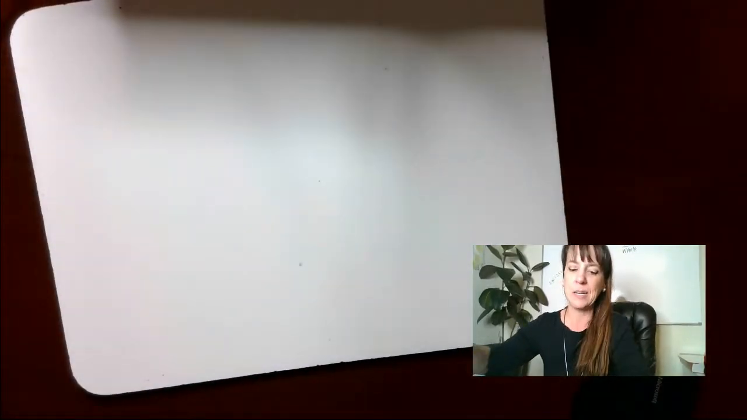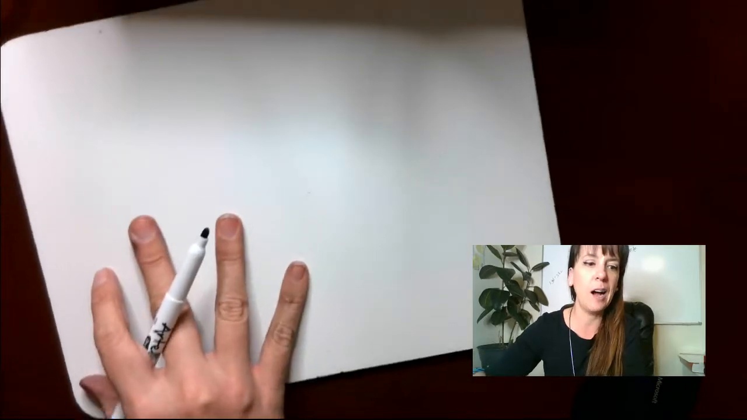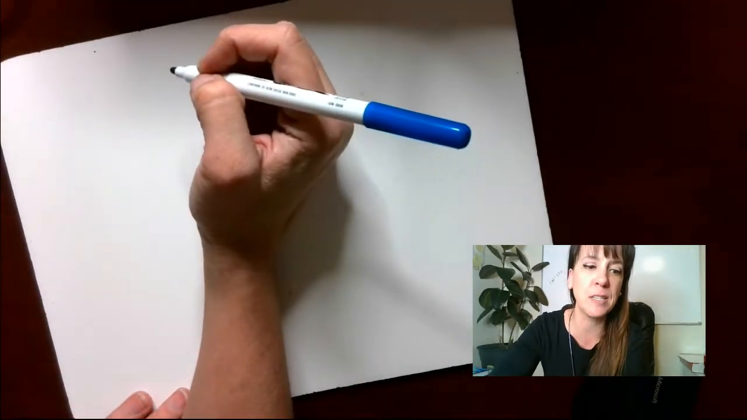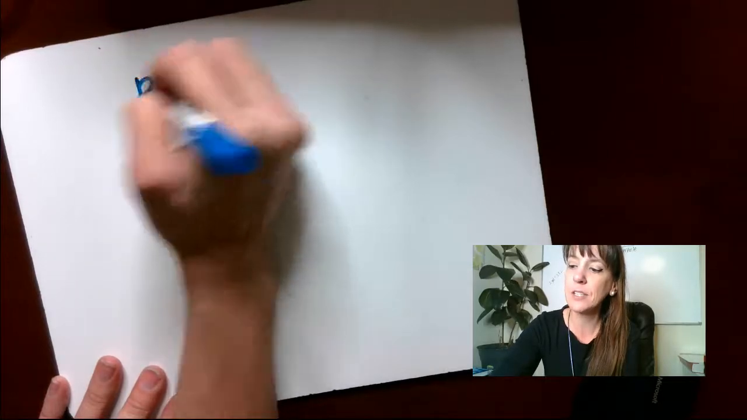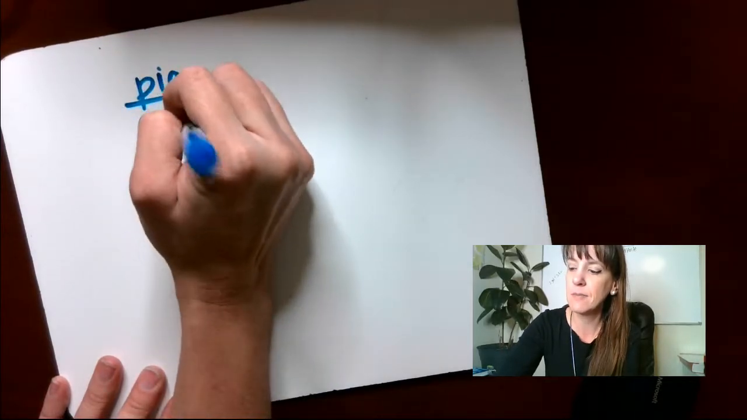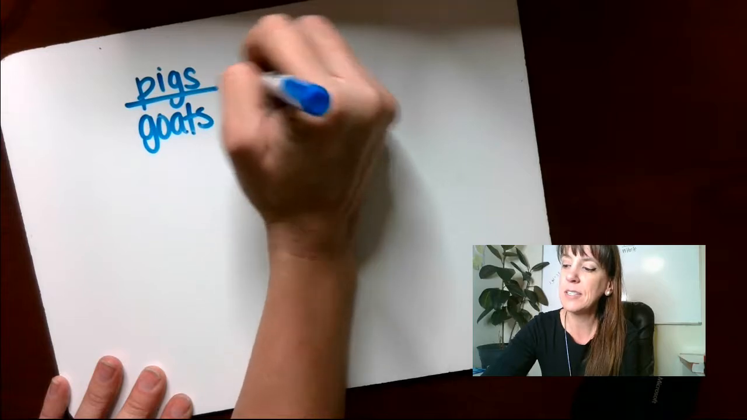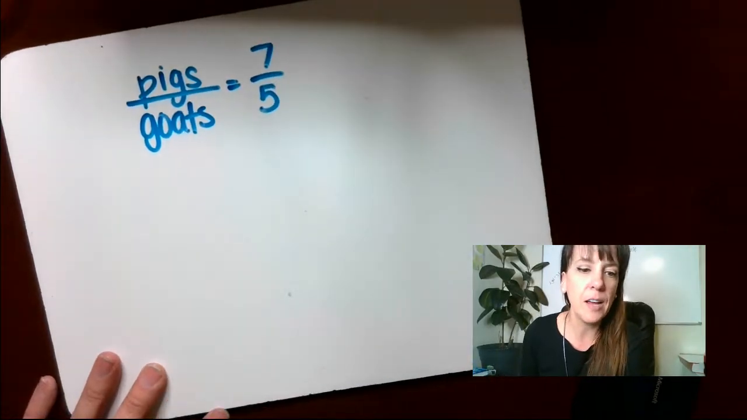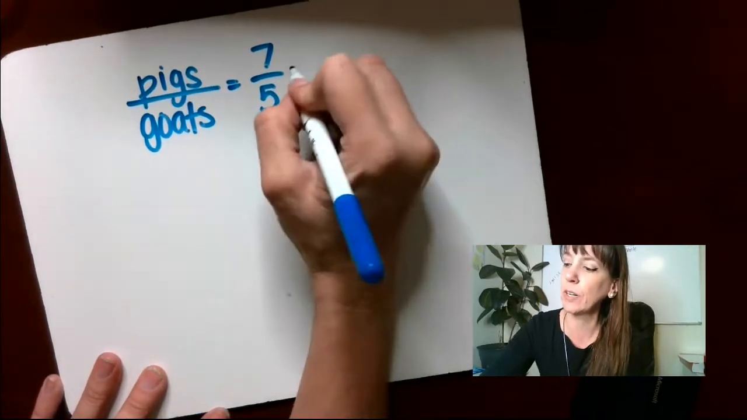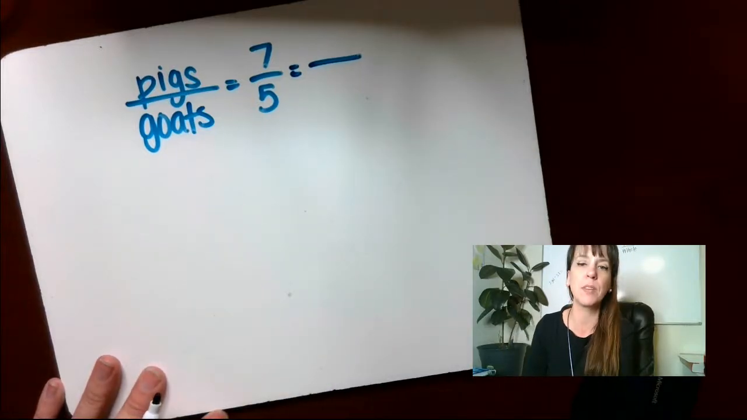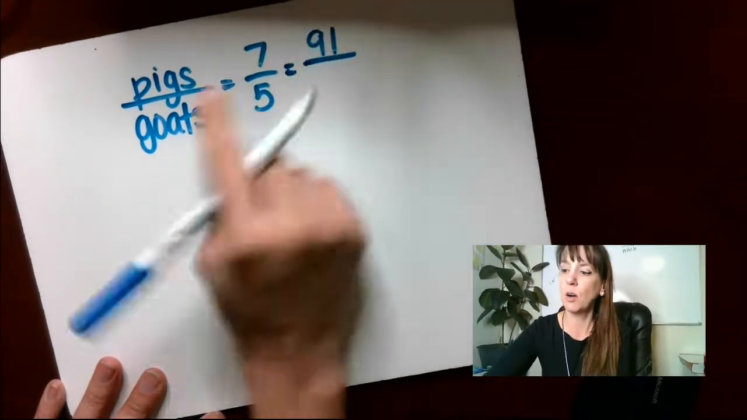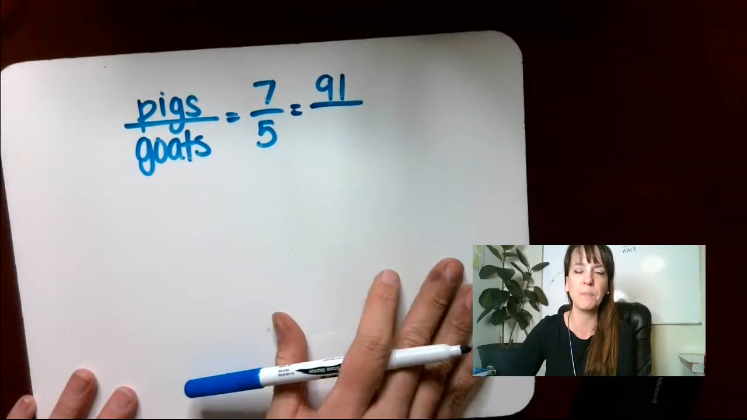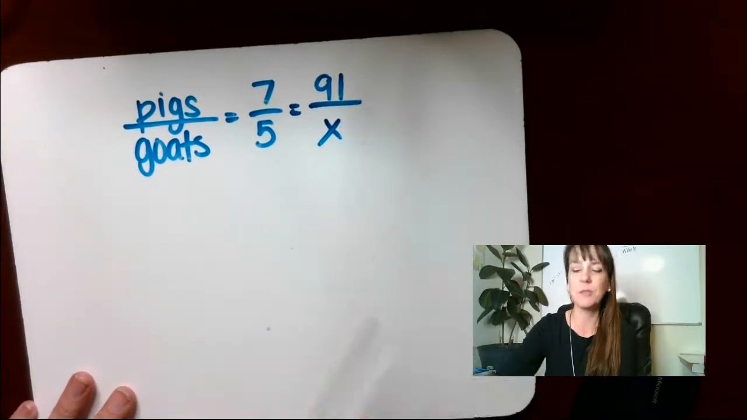Okay, so let's look at example number 2. The ratio of pigs to goats in the barnyard was 7 to 5. So pigs to goats was 7 to 5. If there were 91 pigs, how many goats were there? Well, again, we're just going to set this up. If there were 91 pigs, that's going to go up here because our pigs go on our top row, right? 91 pigs, how many goats? We're going to use x for goats.